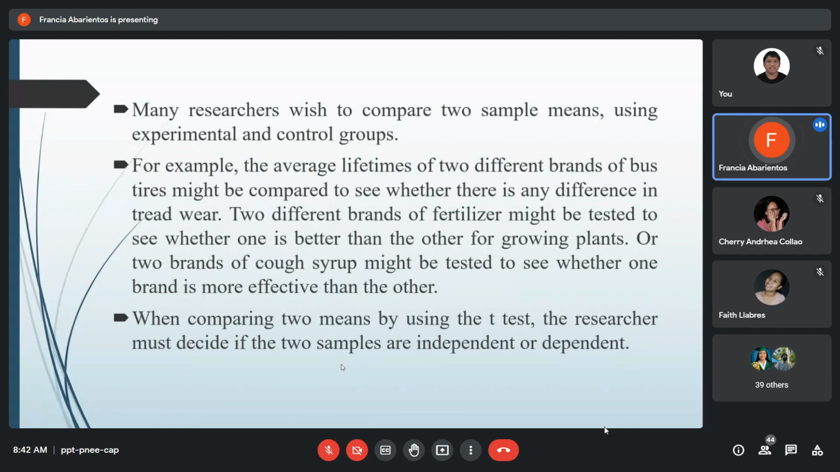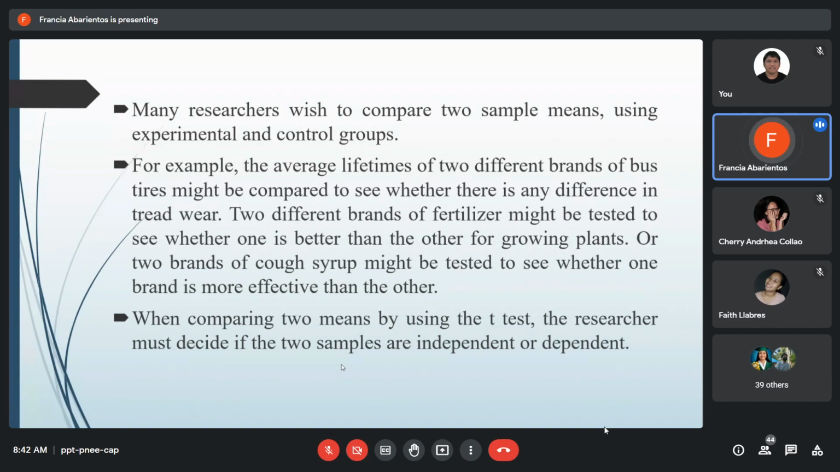So, abot kayo doon sa inyong fourth year or third year, you have your research subject. So, you need to compare two sample means by using the experimental or control groups. For example, the average lifetimes of two different brands of bus tires might be compared to see whether there is any difference in the tread wear.